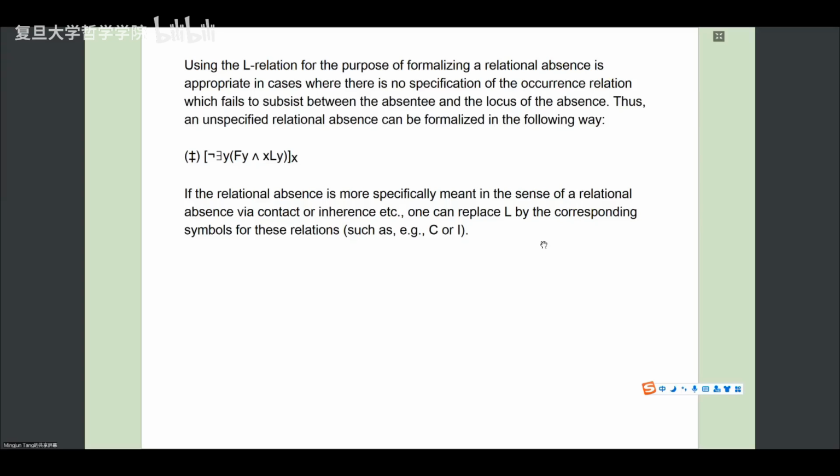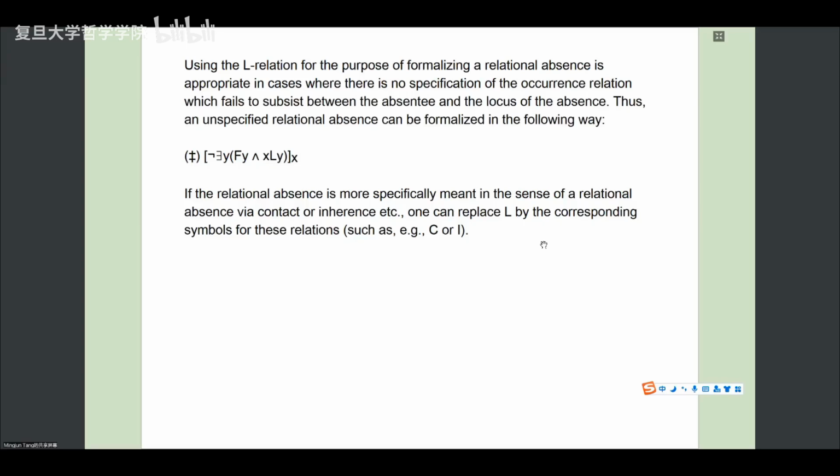Thus, an unspecified relation absence can be formalized in the following way. This is double dagger, and read this as being x such that there is no y such that y is an f and x the locus of y. And this means something like being an x such that x is no locus of an f. This is also how we can understand this. It makes good sense to say this is the absence of an f.